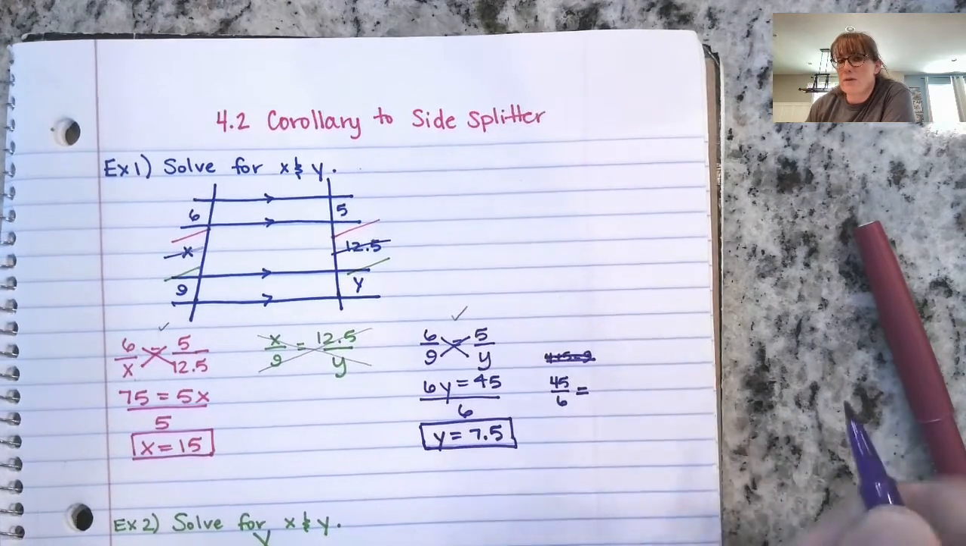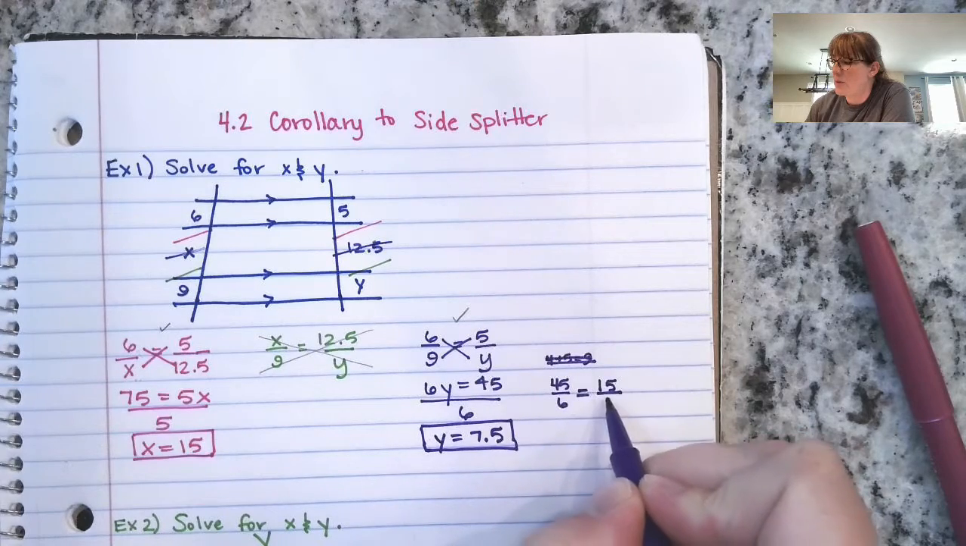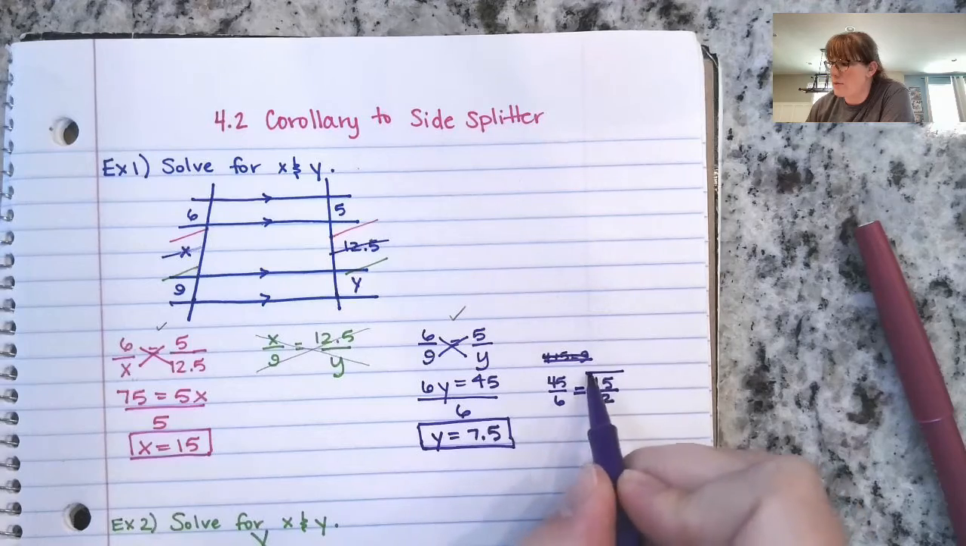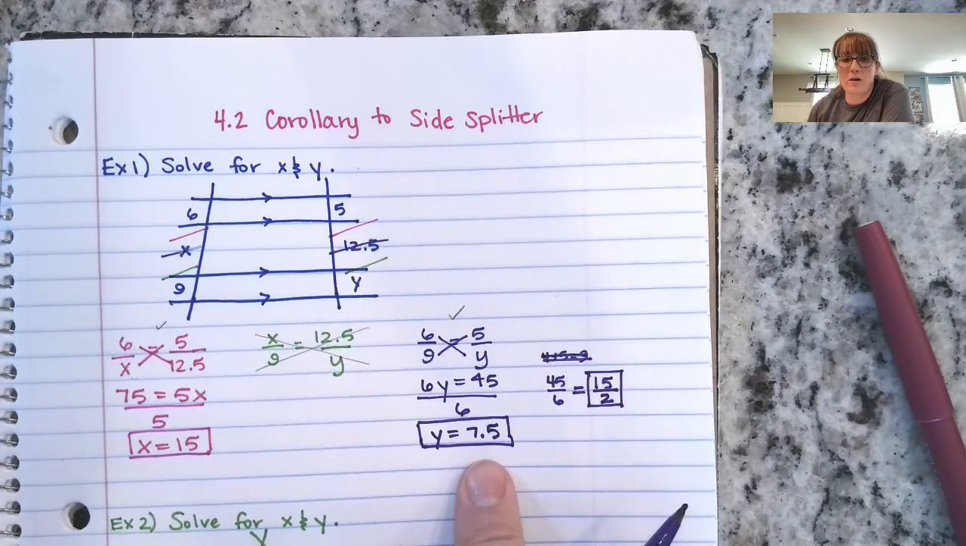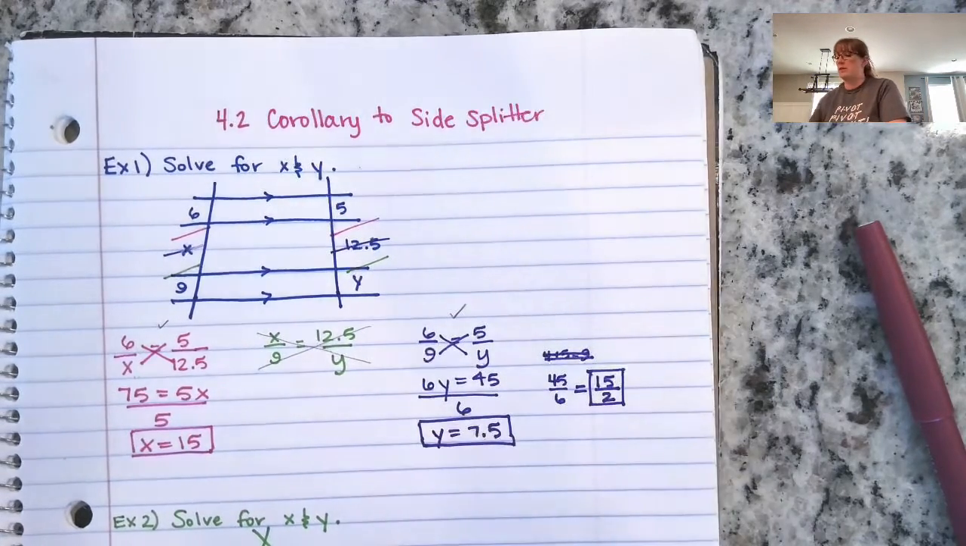So 45 divided by 3 is 15. 6 divided by 3 is 2. And that's as far as we can go. So if they wanted it as a reduced fraction, there's your answer. If they wanted it rounded to the nearest tenth, that's your answer there. All right, so 15 and 7.5 we get for the first one.